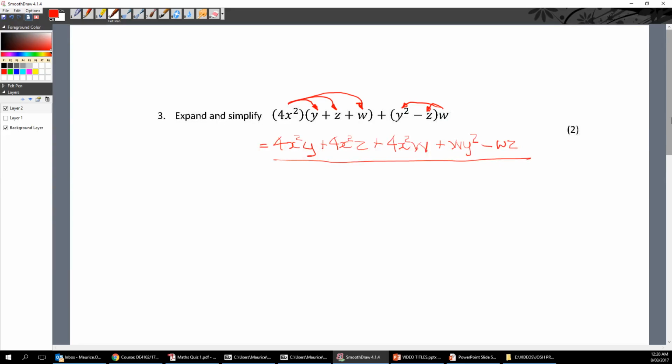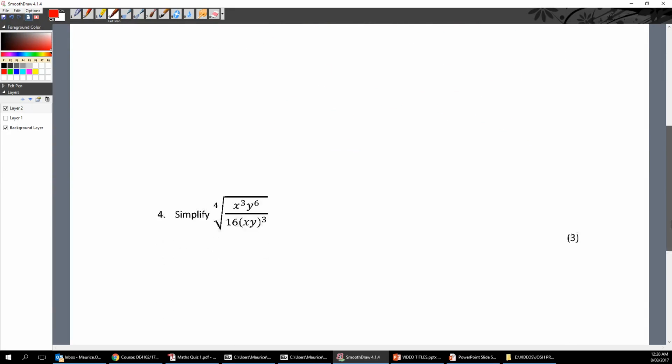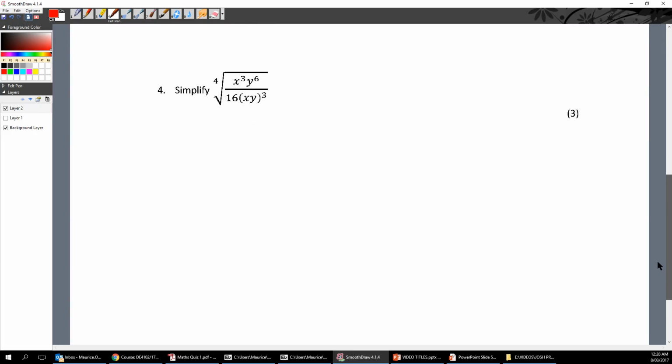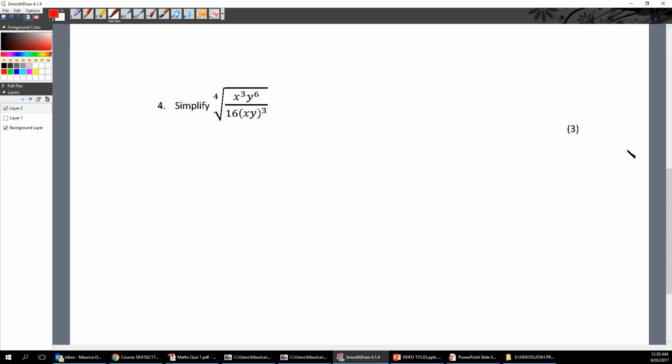And now finally we're going to go to question 4. And this is a simplify one, and it's with powers and indices and whatever. Bit difficult to know where to start with this one. A lot of students didn't quite go far enough with it. But what I'm going to do is just look. So first of all, we've got this fourth root here, and we've got 16. Now what I did is I looked at 16.